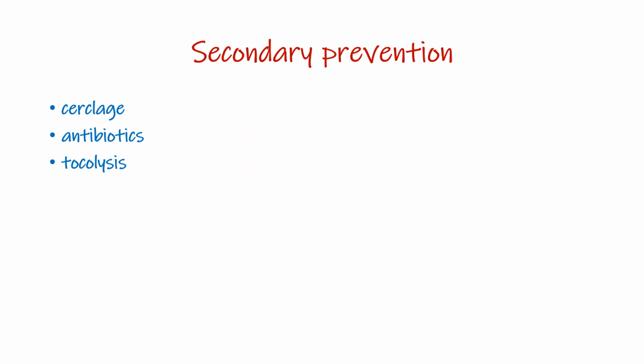Secondary prevention. This is when the preterm labor has already started and you're trying to arrest it. So what you can do is an emergency cerclage. You can also administer antibiotics as we talked about in the previous slides, and tocolysis, which will prevent uterine contractions.